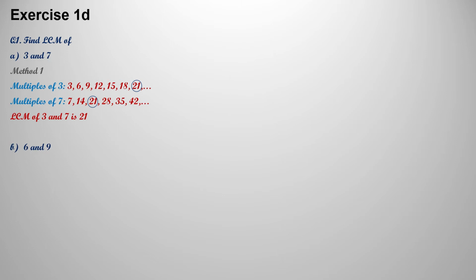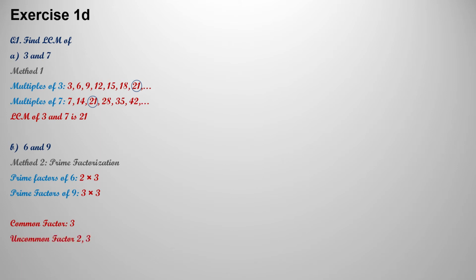Moving on to question number 1, part B. LCM between 6 and 9. Let's employ a different technique here. It's called prime factorization. Prime factors of 6 are 2 and 3, and the prime factors of 9 are 3 into 3. The common factor being 3, and the uncommon factors are 2 and 3. Now for LCM, you need to multiply the common factors with the uncommon factors. We have common factor as 3, and the uncommon factors are 2 into 3. The answer is 18.